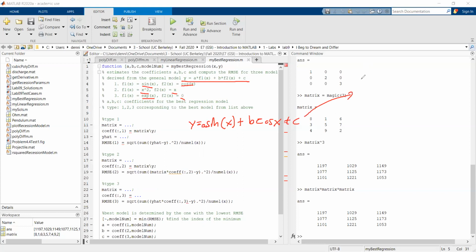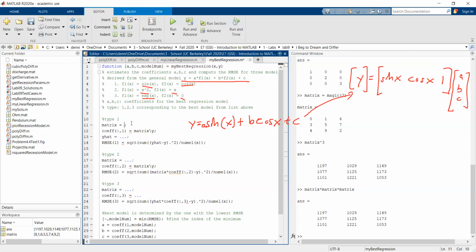And then what that looks like in matrix notation is this. Here's y being some vector, however many y's you have. We want sine of x, cosine of x, 1. And this is going to be a, b, and c. So I just pulled out the unknowns, a, b, and c. Now this matrix right over here, I want to store as whatever corresponds to this particular model. It's like, what is our a, basically?